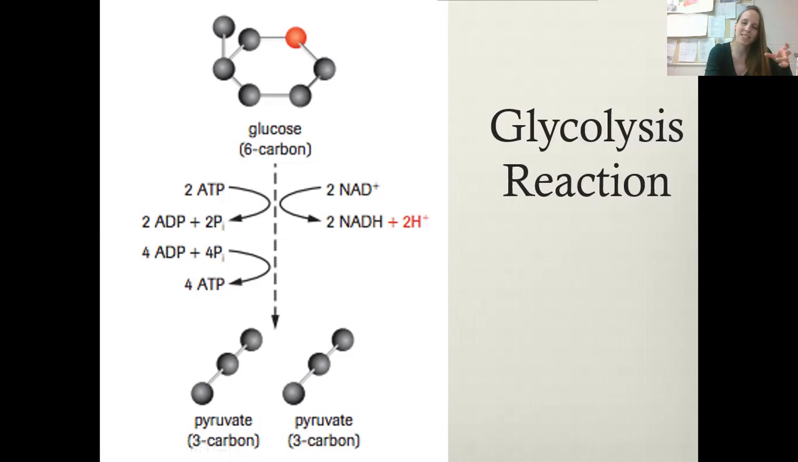Again, at the end of this glycolysis reaction, most of the energy that was in the glucose is still in the pyruvate. We actually haven't gotten a lot of energy out of it yet. And so the next 2 steps are going to be all about getting the remaining energy out of those pyruvates.